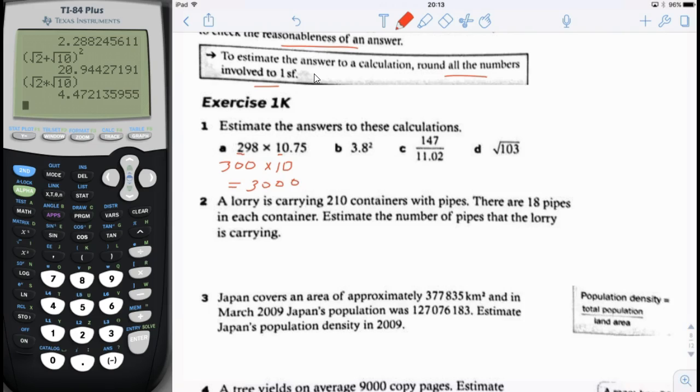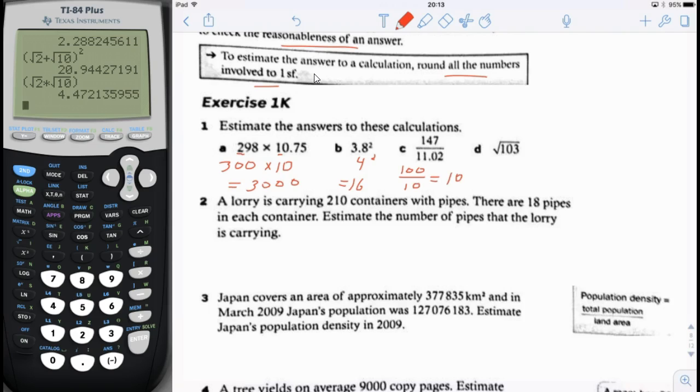3.8 squared. So we're going to round the number 3.8. Are we going to use 3 or 4? We're going to use 4 because 3.8 is closer to 4. 4 squared is 16. 147 divided by 11.02. So is 147 100 or is it 200? It's closer to 100, right? Because 4 is less than 5. In the denominator, are we going to put 10 or are we going to put 20? We're going to put 10 because it's closer to 10, right? So the answer is 10.